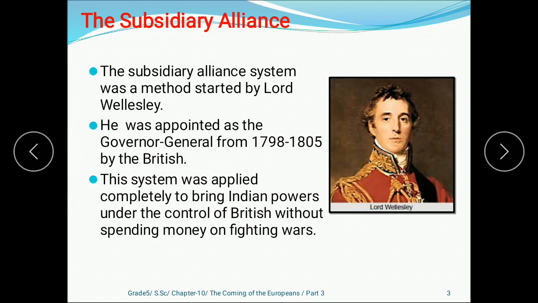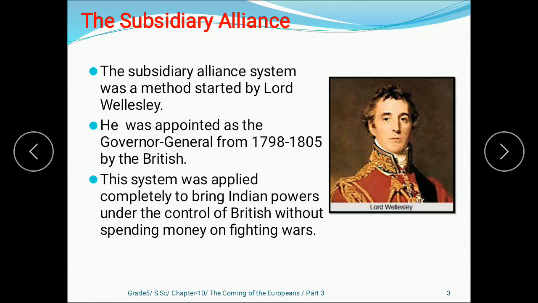Now the Subsidiary Alliance system was a method started by Lord Wellesley. As you can see in the picture, this is Lord Wellesley. He was appointed as the Governor General from 1798 to 1805 by the British. The system was applied to bring Indian powers under the control of the British without spending money on fighting wars. So, what was the aim of this particular system?